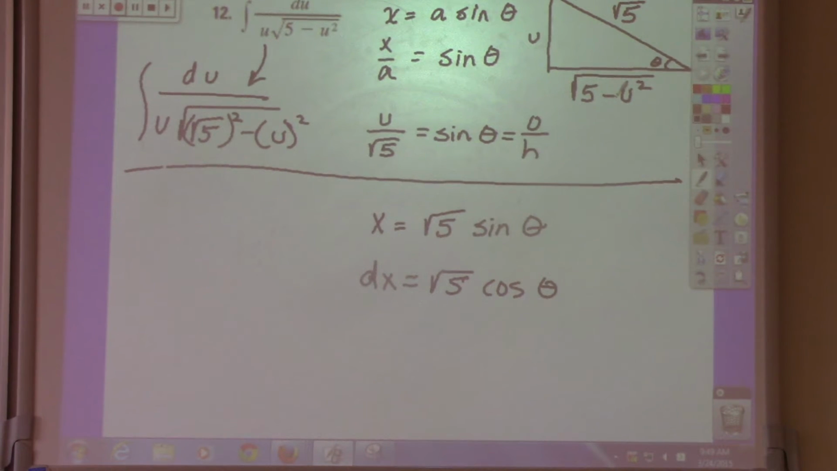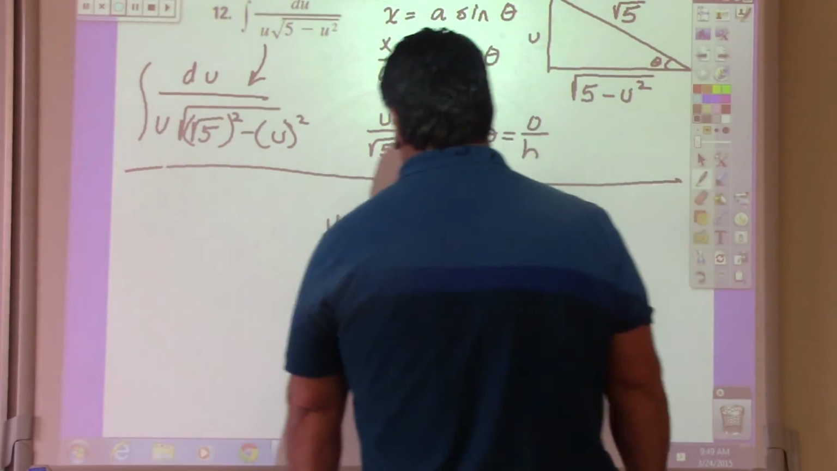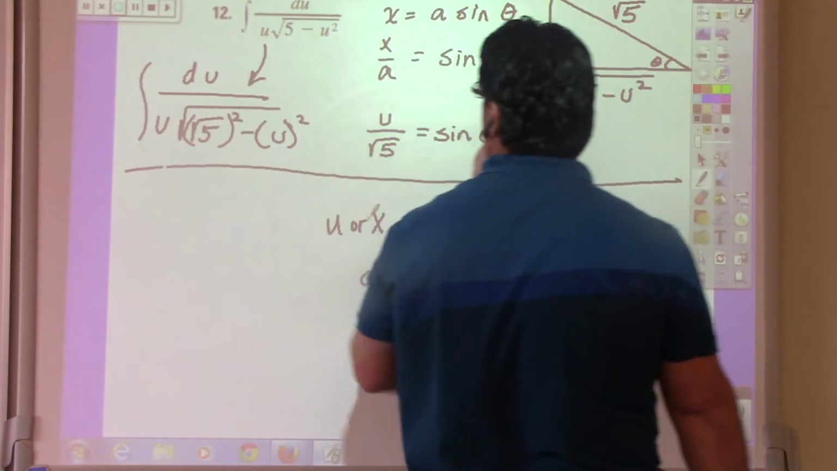And we have to find u, which we could, well, solve for u. u is equal to the square root of 5 sine of theta. x and u is equal to the same thing. You can put u right here also, because you need that u right there.